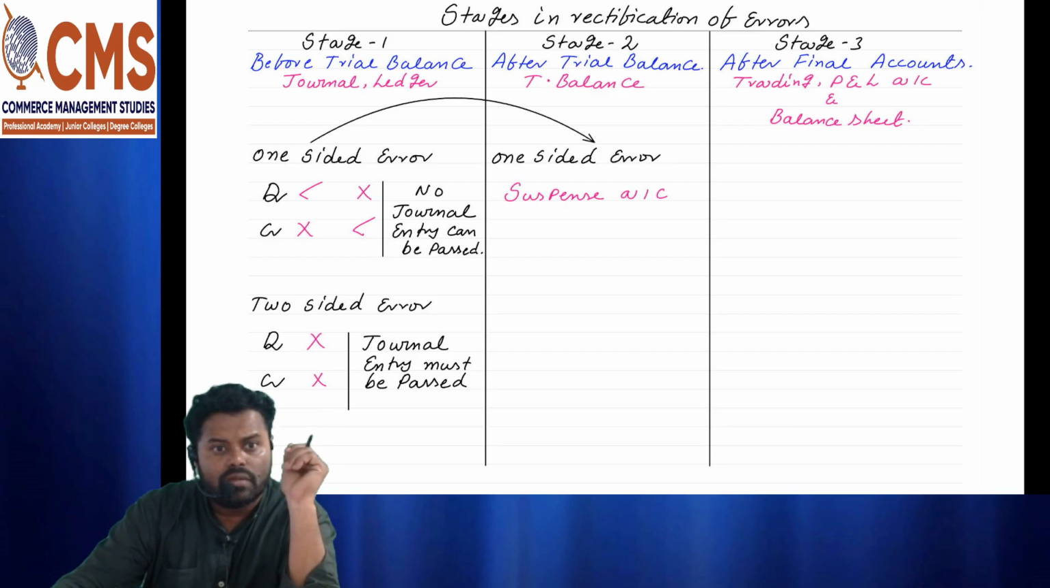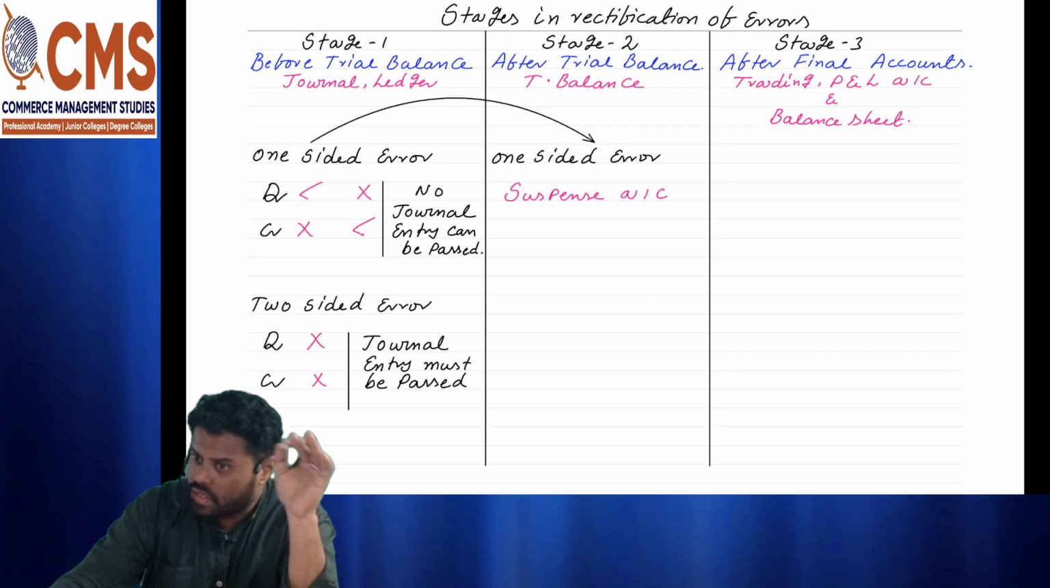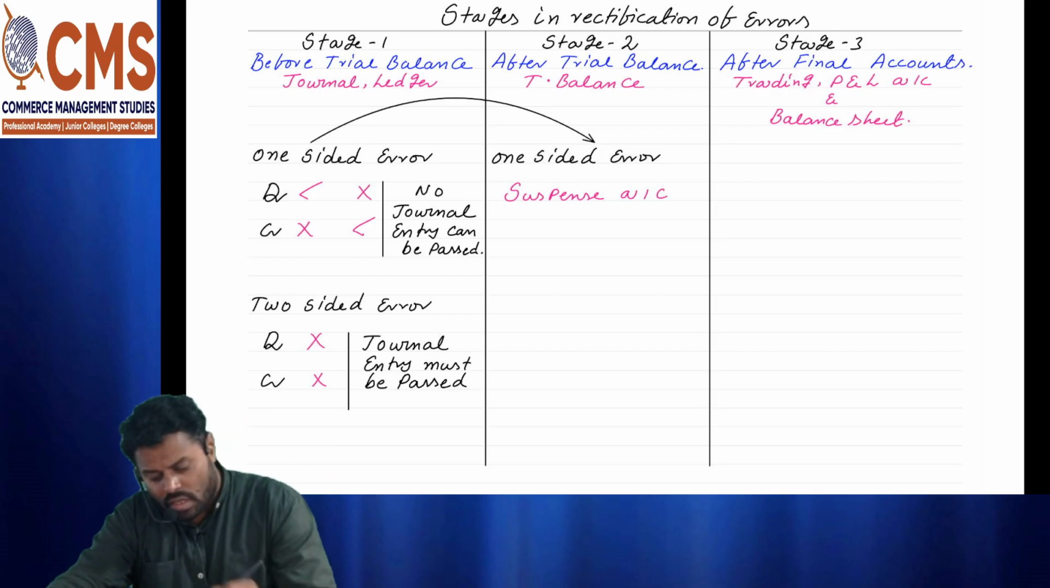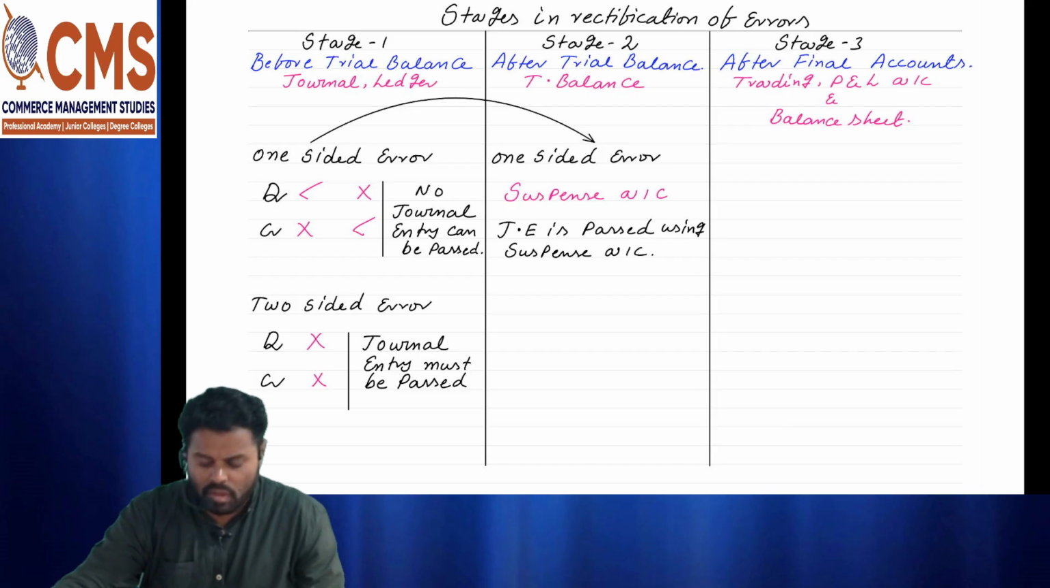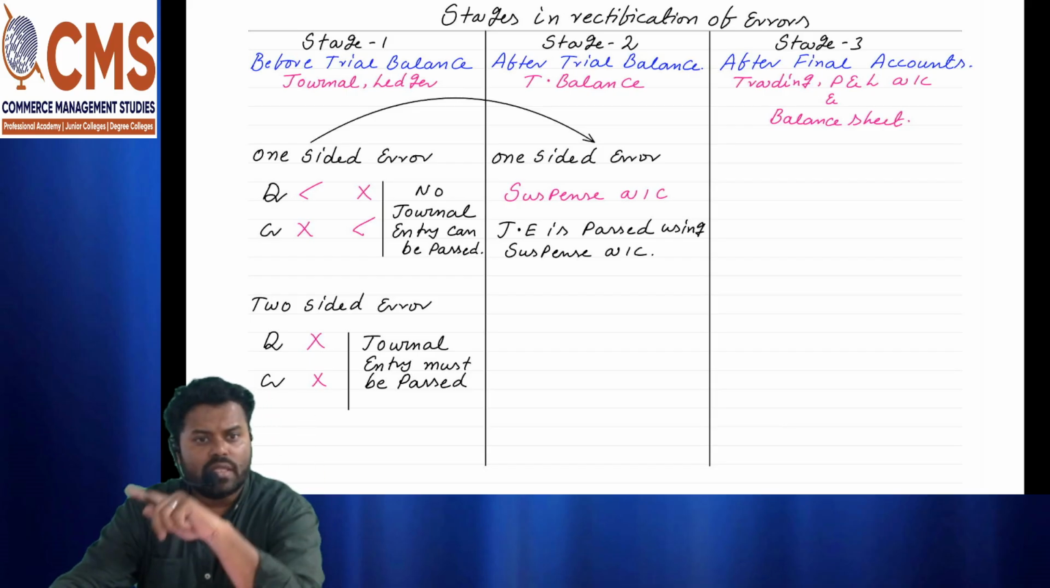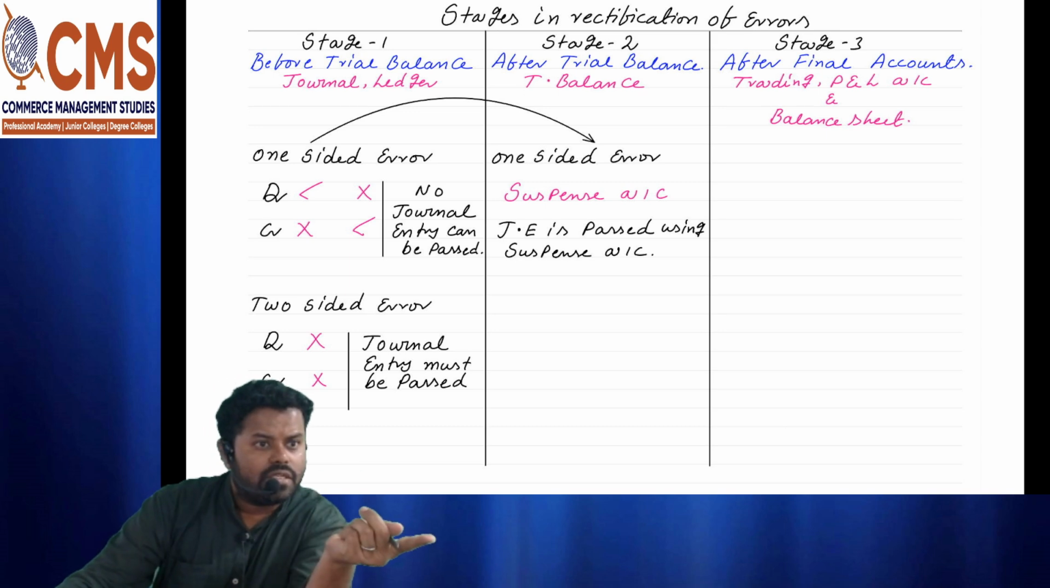Am I being clear? So, can I write a journal entry? Yes, sir. You can write a journal entry. A journal entry is passed using which account? Suspense account. Okay. Did you get the clarity on the difference between one-sided errors in the first stage and one-sided errors in the second stage?